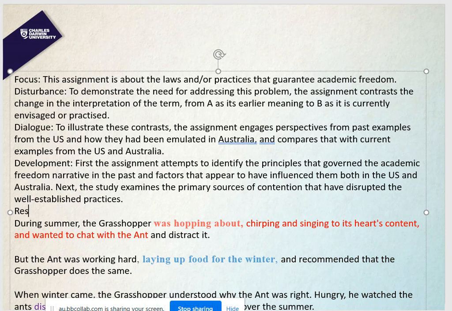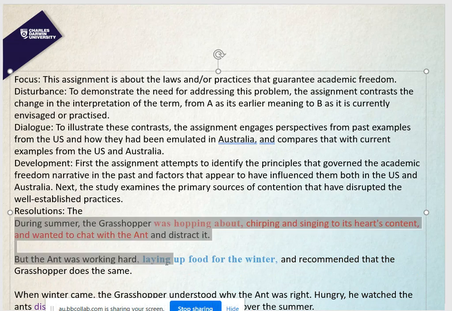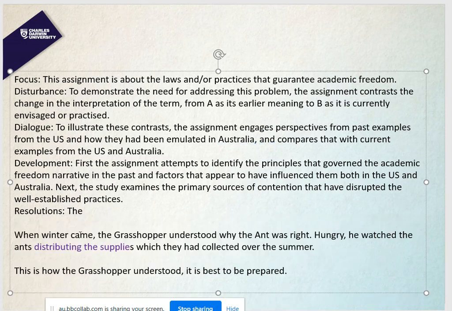So resolution, which is the finding. You don't know yet. So this is the findings, the resolution, right? The findings of the study illustrate, or highlight, something. You don't know yet, because this is assignment 1, 2, and 3 in one, right?